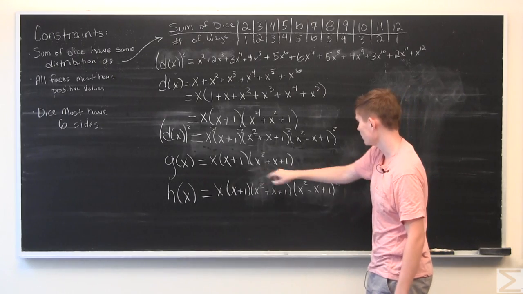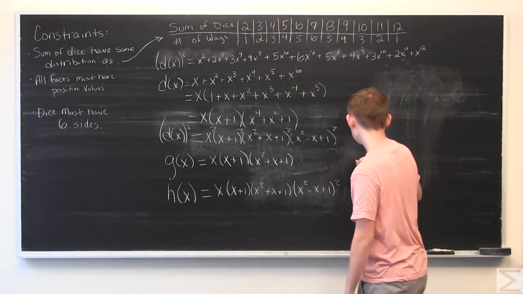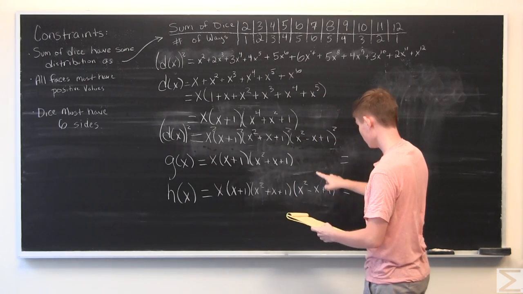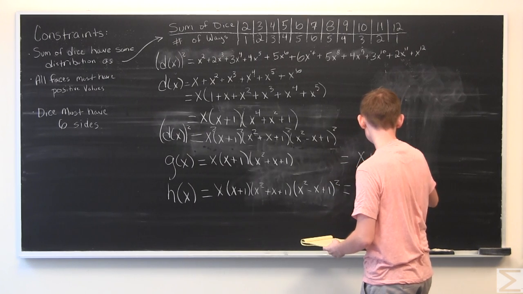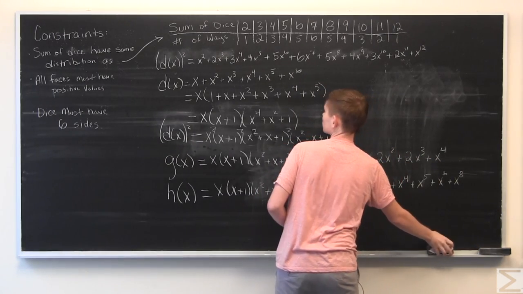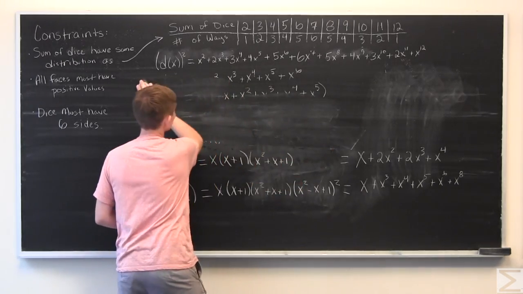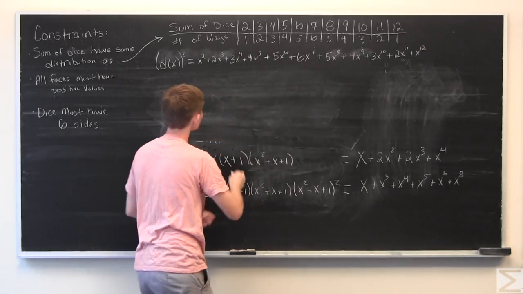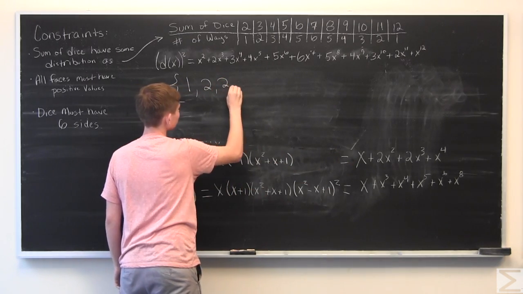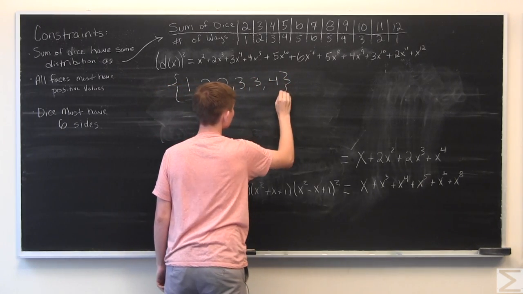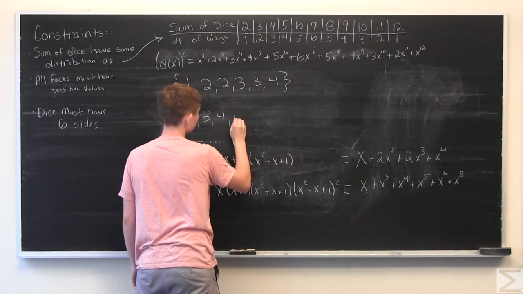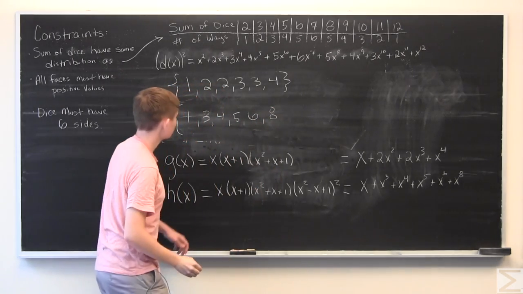Now if we multiply all this out, which I won't do, I'll just write down the answer for you, we can get the new numbering of the dice. Going by how the generating functions work, the numbering of this die is 1, 2, 2, 3, 3, 4. And the numbering of this die is 1, 3, 4, 5, 6, 8.